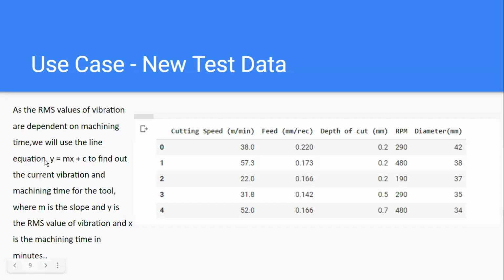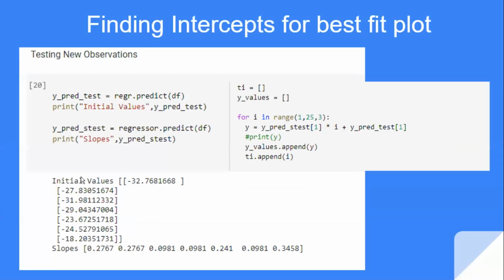We will be using this line equation y equals mx plus c to find out the current vibration and also the machining time. How do you use this equation y equals mx plus c? Yes, sir, I'll be showing in the next slide. Suppose for the new data that we are getting in, we would be using the first model, the linear regression model, to predict the initial value of the vibration. And using the second model, we will be predicting the slope for different values.